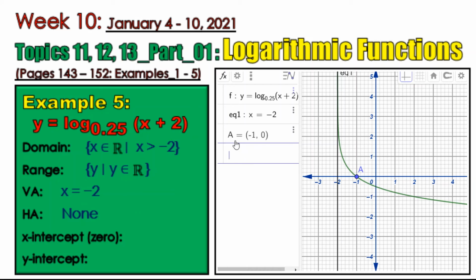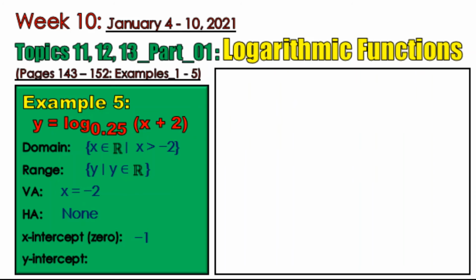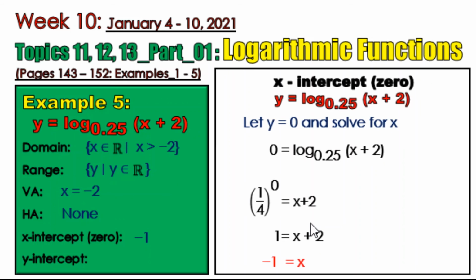Okay, and therefore your x-intercept is -1. So algebraically, let us solve our x-intercept. Let y be equal to 0 and solve for x.